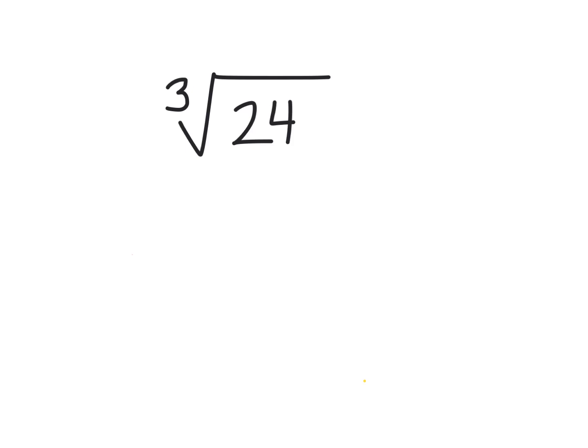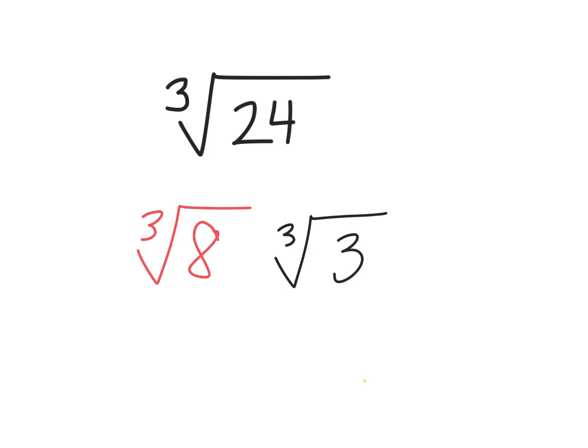8. Okay, right. So you've done this before. It would become the cube root of 8 times the cube root of, what's 8 times what? 3, right, is 24. 8 times 3 is 24. And now we'll evaluate this one. What's the cube root of 8? 2. So our final answer here, the simplified version of this, is 2 times the cube root of 3.